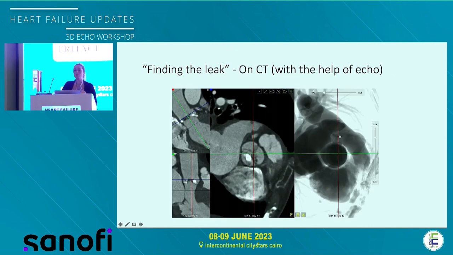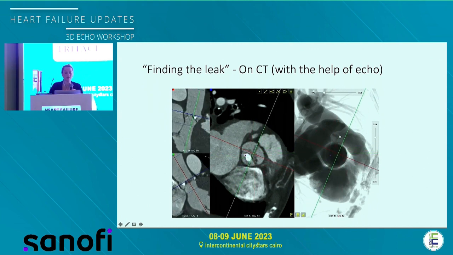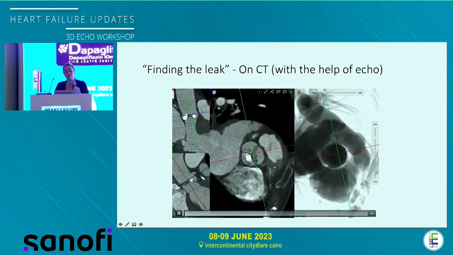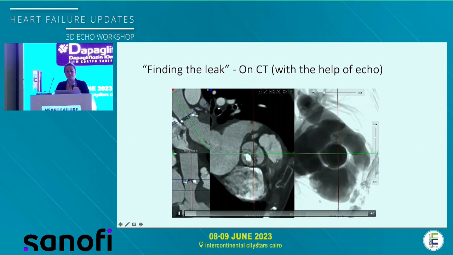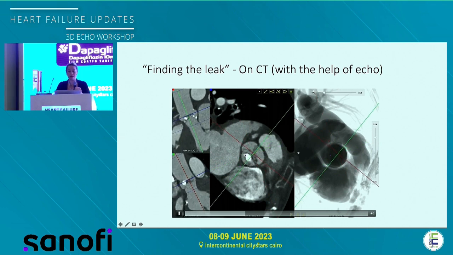So what did we do? We went in the cath lab, we went to the CT directly, and we approximated it. We imagined that the defect is here because we know the TOE image, and it has to be around here. We put the hair cross perpendicular to the defect.